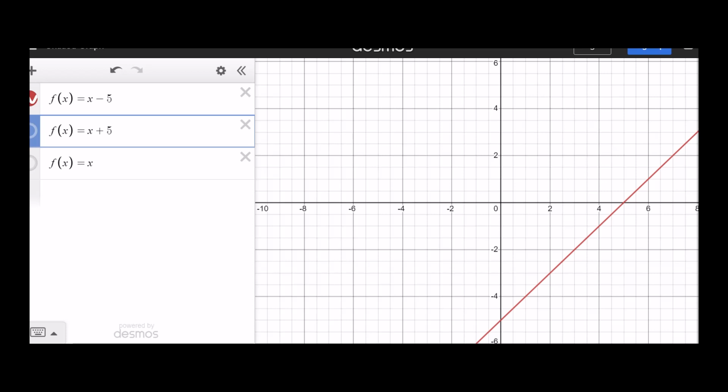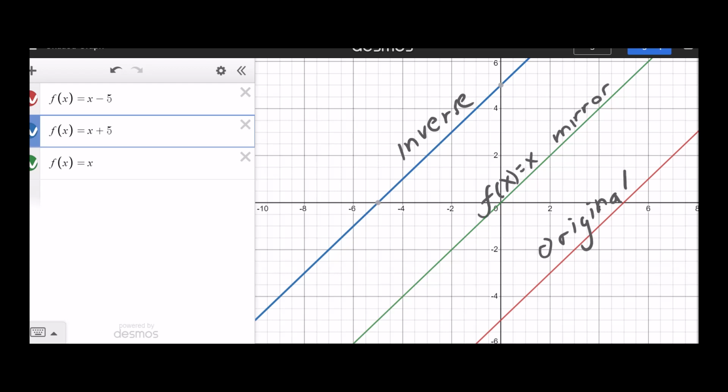So here's the graph of the original function, x minus 5. Here's a graph of the inverse function that we just found, x plus 5. And here is the mirror image, the equation f of x equals x. So this acts as our mirror image, and you'll note that there are reflections of each other. So the original function and the inverse function are a mirror image reflecting off of the equation f of x equals x.